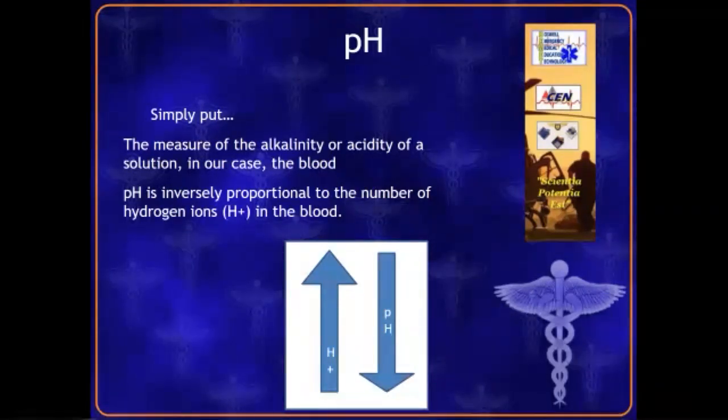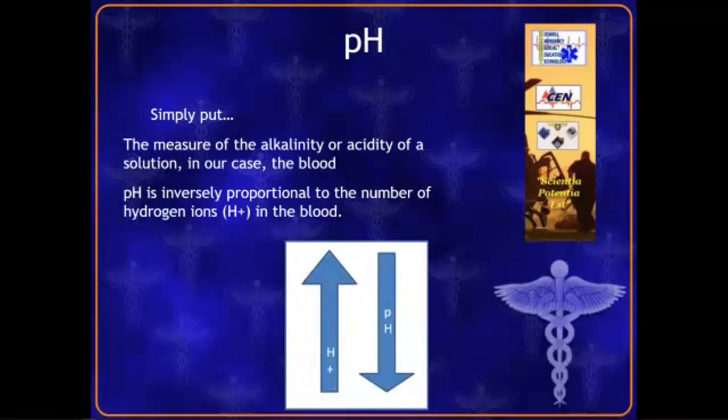Now, your body wants to keep the pH in a certain range. That's where things work best. The pH basically reflects how many free hydrogen ions you have, so it is an inverse relationship. In other words, the more hydrogen ions floating around, the lower your pH is. When you're acidotic, you have more free hydrogen ions, and when you're alkalotic, it's just the opposite.